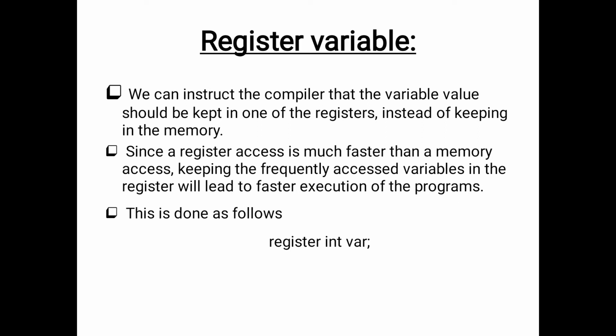For example, in a for loop, we are using i as a looping variable. During the execution of the for loop 100 times, we will refer to the i value 100 times. So instead of storing that i value in memory, we will store it in a register, and then the program will execute faster. A register variable can be declared using register space int space var. That is, register is the keyword, int is the data type, and var is the variable name.